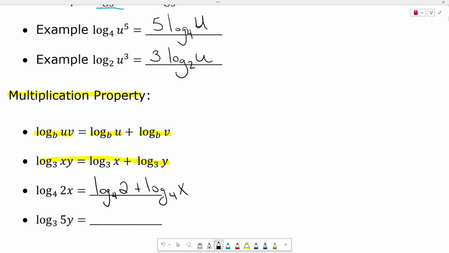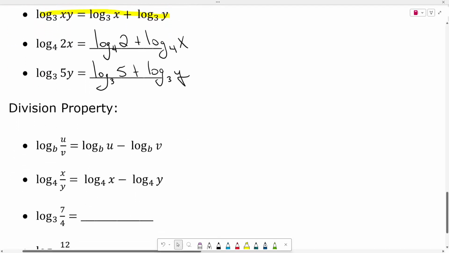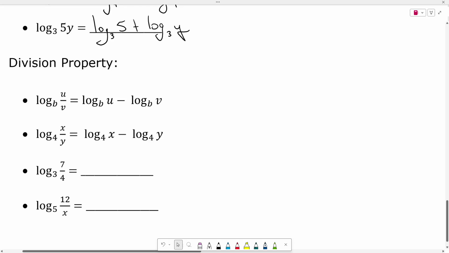Being able to pull these things apart or put them back together is going to be helpful as we go through it and have to get to where we solve these. Our next one here is going to be log base 3 of 5 plus log base 3 of y. Multiplication property. Since we just did multiplication, it makes sense then that we're going to move from there straight into division.